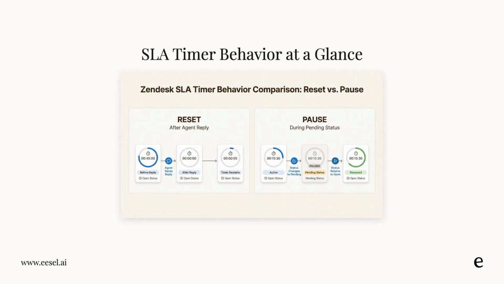Here's a visual summary of all 7 SLA metrics and whether each one resets or pauses. The key insight? Reply metrics are event-driven and reset on actions, while resolution metrics are status-driven and pause based on where the ticket sits. Knowing this pattern makes the whole system much easier to reason about.